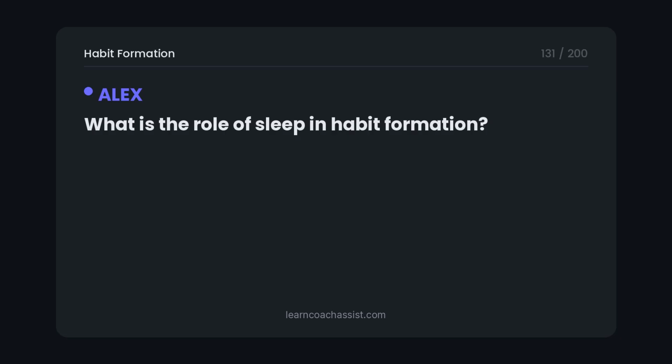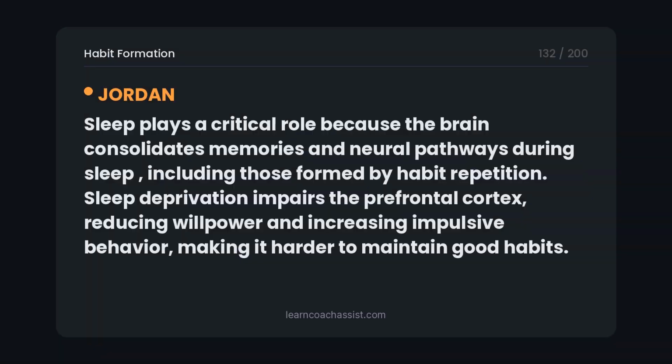What is the role of sleep in habit formation? Sleep plays a critical role because the brain consolidates memories and neural pathways during sleep, including those formed by habit repetition. Sleep deprivation impairs the prefrontal cortex, reducing willpower and increasing impulsive behavior, making it harder to maintain good habits.